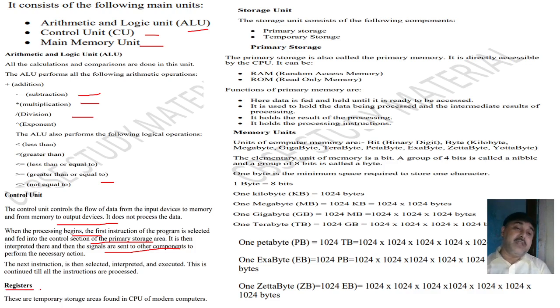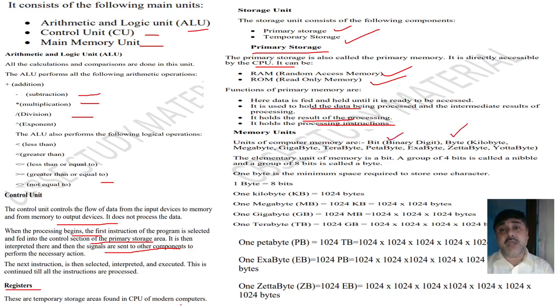In the register, we have temporary storage in the modern CPU. Now, in the storage section, we have primary storage and secondary storage. Primary storage is the section inside the CPU, RAM and ROM. RAM means random access memory, ROM means read only memory. There we can store the data. The data is already fed in, we work with it, we hold the result, and we process it with the instructions.